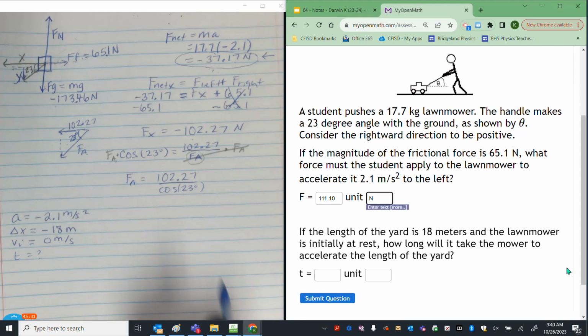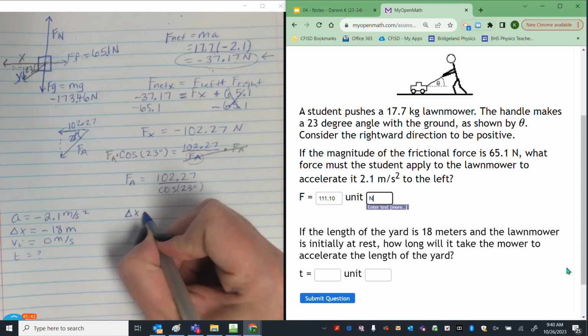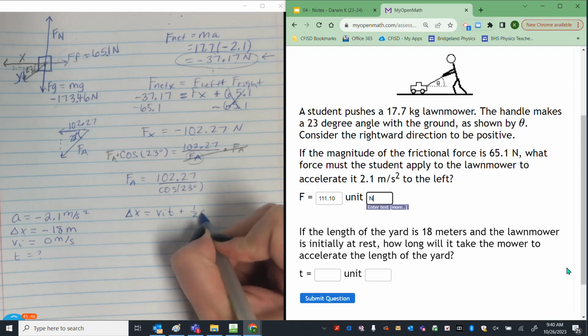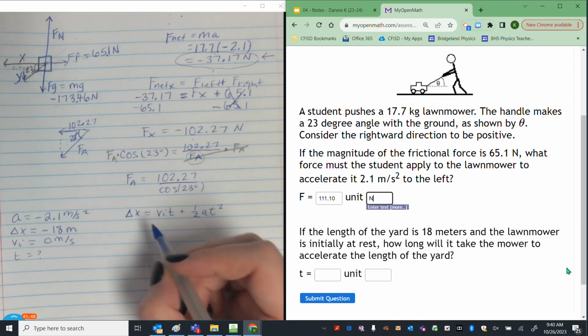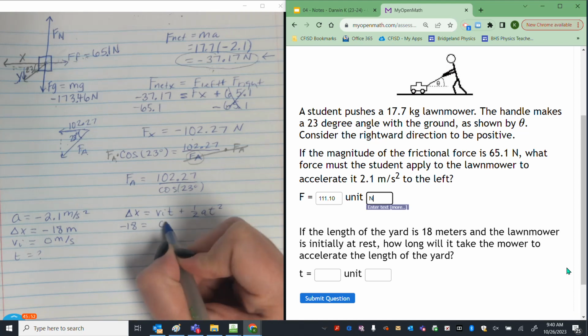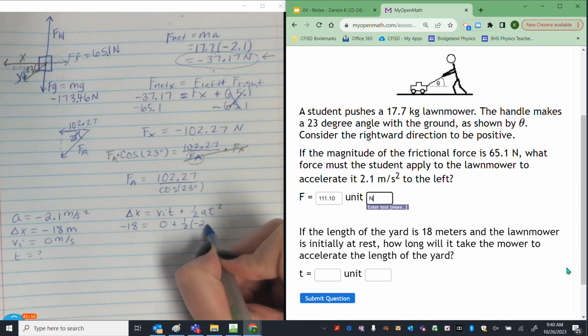So you're looking now at your kinematic equations, because that's where you're going to find variables like these, a, delta x, vi, and t, and the one that has these variables in it is this equation, delta x equals vit plus 1/2 a t squared. Delta x is negative 18. Vi is 0, so vit is going to be 0. 1/2 times negative 2.1 times t squared.